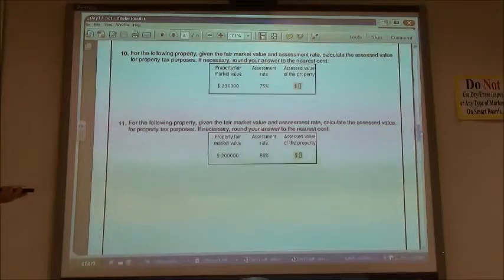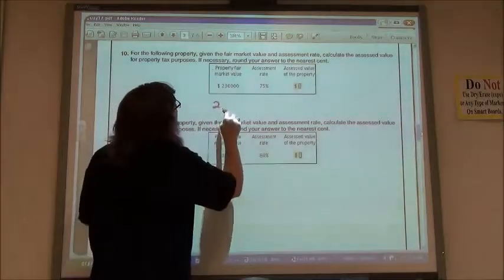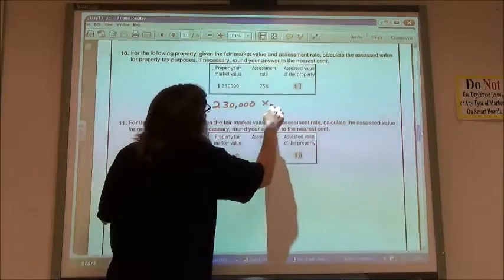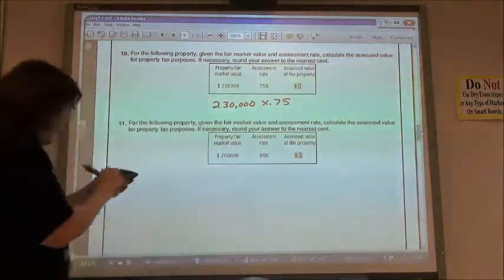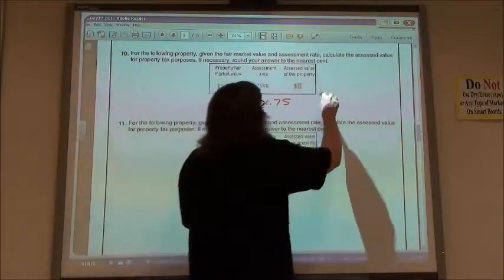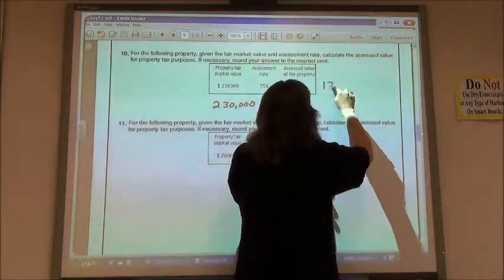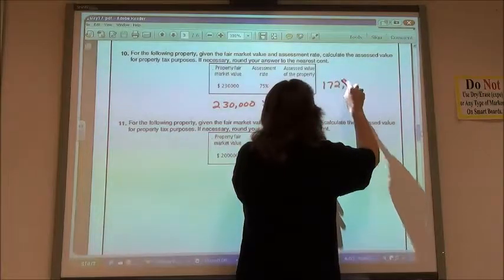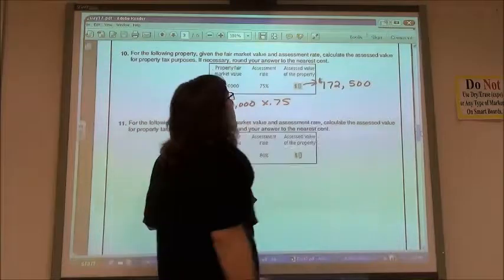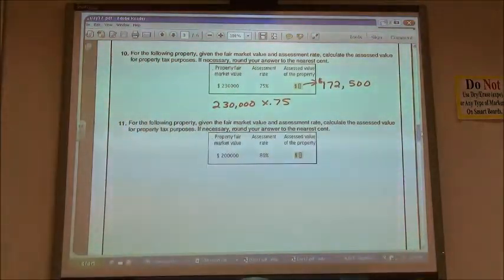$230,000. The assessment rate is 75%. So all we're going to do is take that $230,000 times 0.75. So if I take 230,000 times 0.75, I get $172,500. So the assessed property value, $172,500 would be what I would actually pay my taxes on.